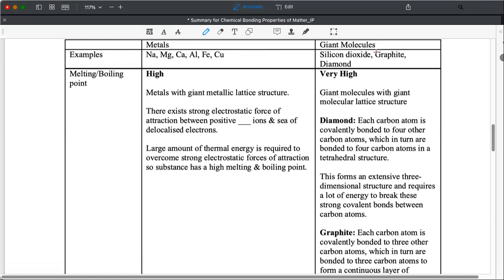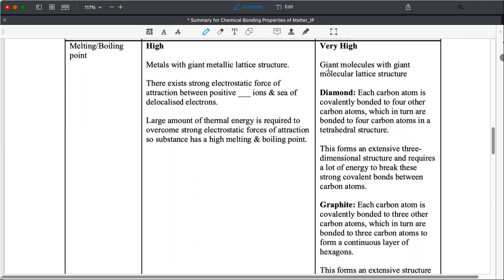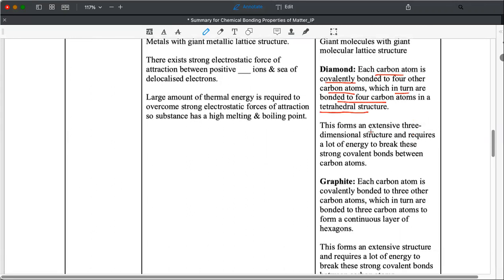As for giant molecules, there is a lot more to say because you have three different giant molecules to study. Basically, they have very, very high melting and boiling points. For diamond, you need to mention how each carbon is covalently bonded to 4 other carbon atoms, which in turn are bonded to 4 carbon atoms in a tetrahedral structure. This must be mentioned. You need to mention the number of carbon atoms involved, how many are bonded to how many, and what type of structure they form. So it forms an extensive 3-dimensional structure.